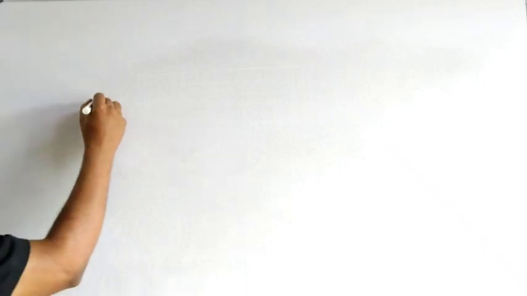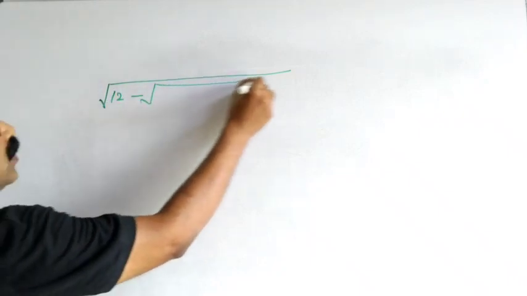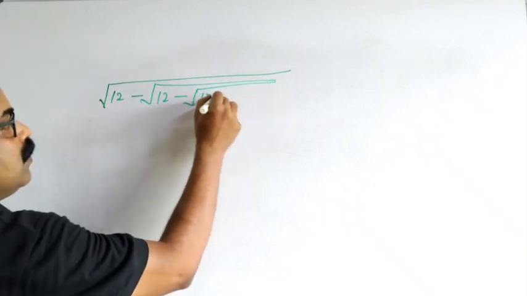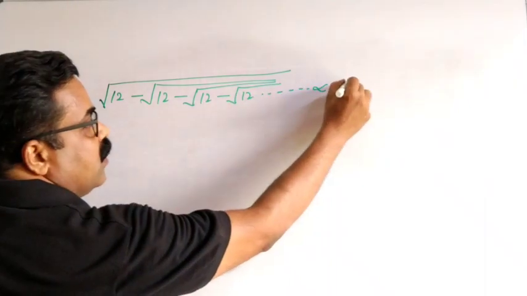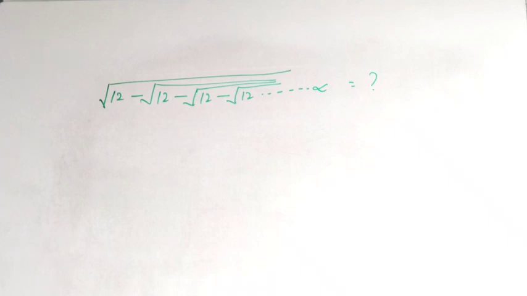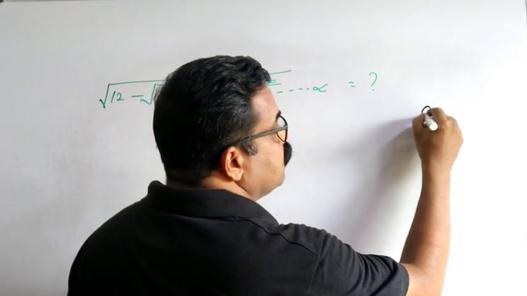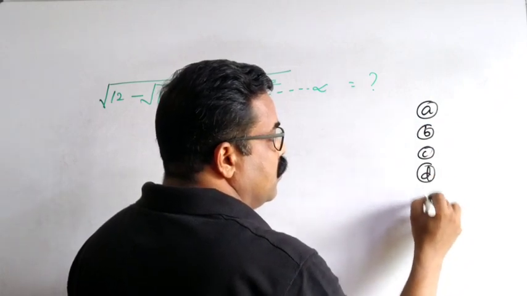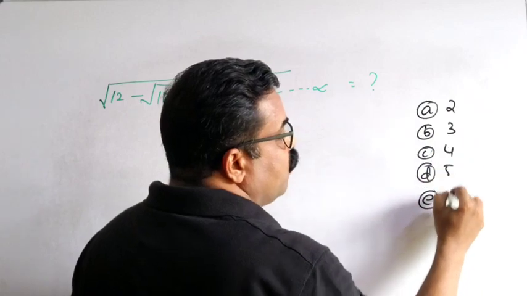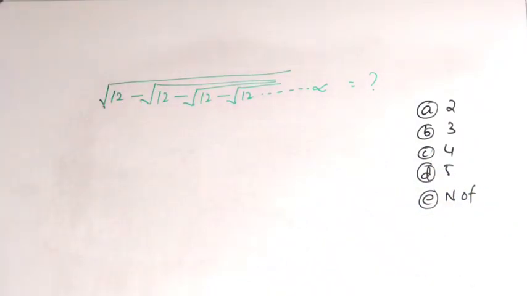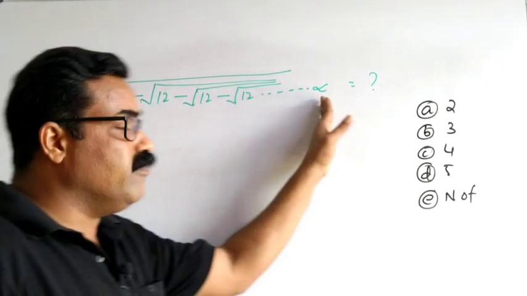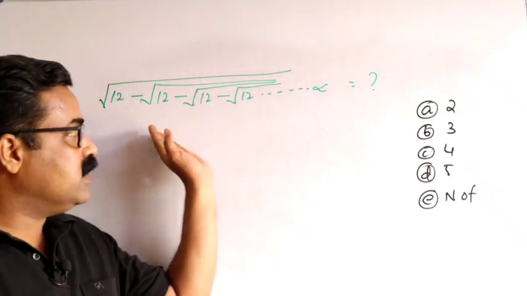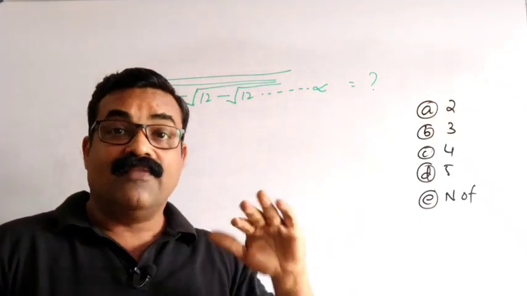So let us solve the same type of question once again with a different number. For example, root of 12 minus root 12 minus root 12 minus root 12 up to infinity is equal to what? Here also you have options given: 2, 3, 4, 5, none of these. Same way we will continue. First point is ensure that this series is up to infinity. Yes, the series in the given question is up to infinity, so we can apply the trick.